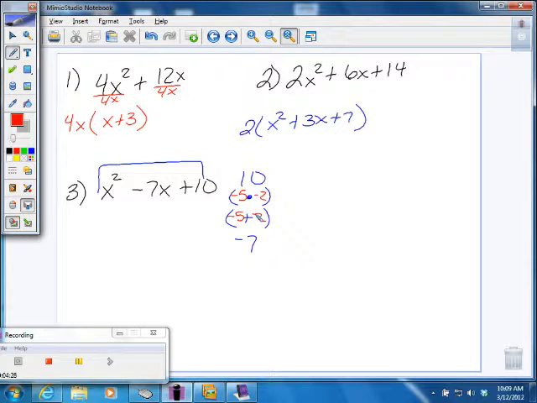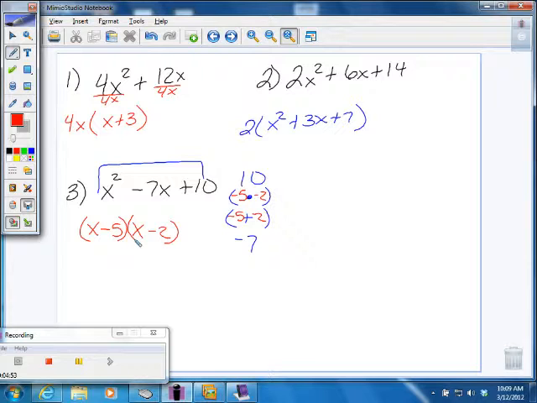Negative 2 and negative 5. Now, is my coefficient 1? Yes. If my coefficient is 1, then I am done. So what that tells me is this: it's minus 5 and minus 2. So I'm going to write x minus 5, x minus 2. It's not x squared, it's just x.